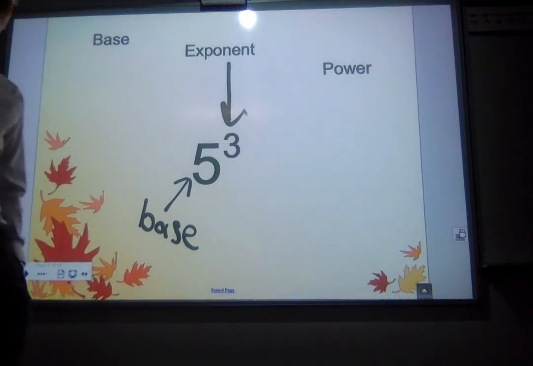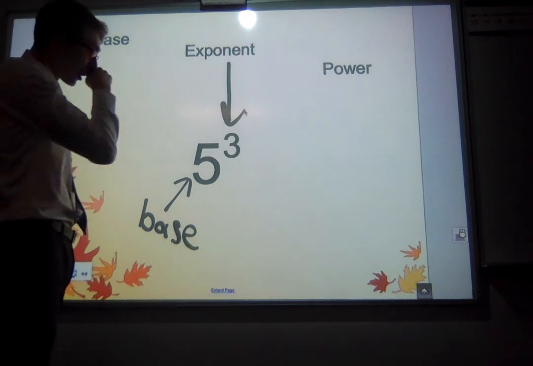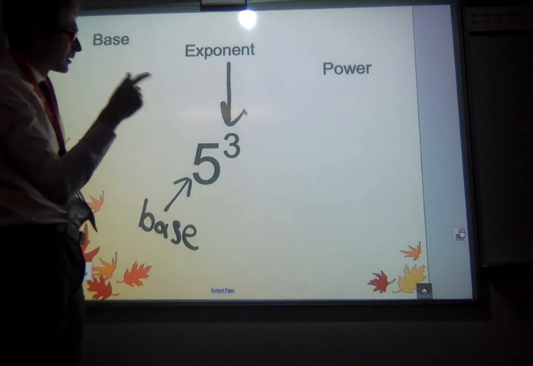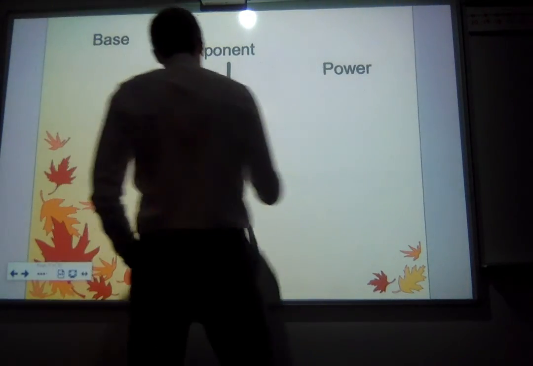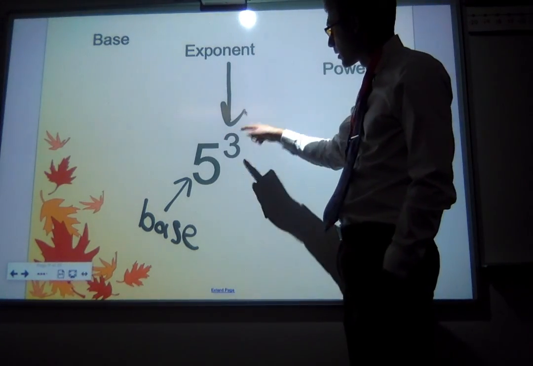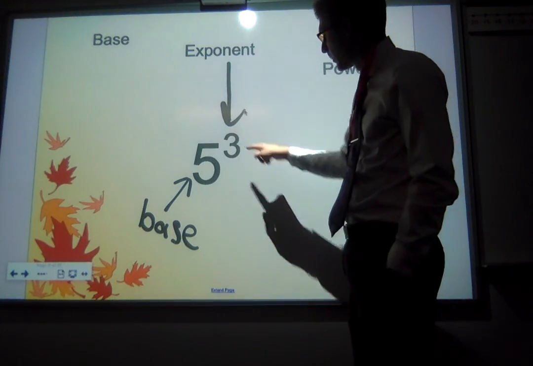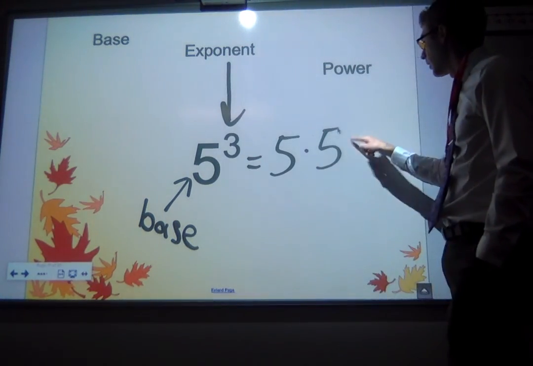So we can say this in a multitude of ways. We can say 5 to the 3, or pardon me, 5 to the third, 5 to the third power, 5 to the power of 3. So there's numerous ways that we can say this. And what this means is the following. The exponent tells the base, all right, base, you're going to multiply yourself by yourself this many times. So therefore we got 5 times 5 times 5.